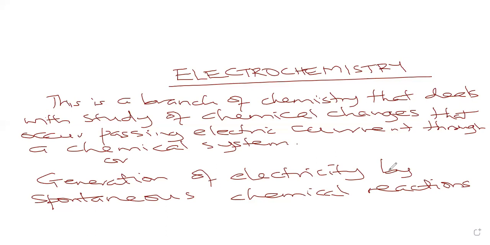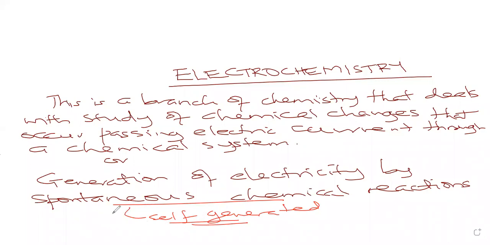It happens due to an internal cause. It's self-generated. Something that happens without an external cause, we can call it self-generated, something impulsive. So, generation of electricity by self-generated chemical reactions. Reactions that have no external forces aiding them to occur. So electricity gets generated in that way, and the whole branch of chemistry that deals with that is what we are calling electrochemistry.